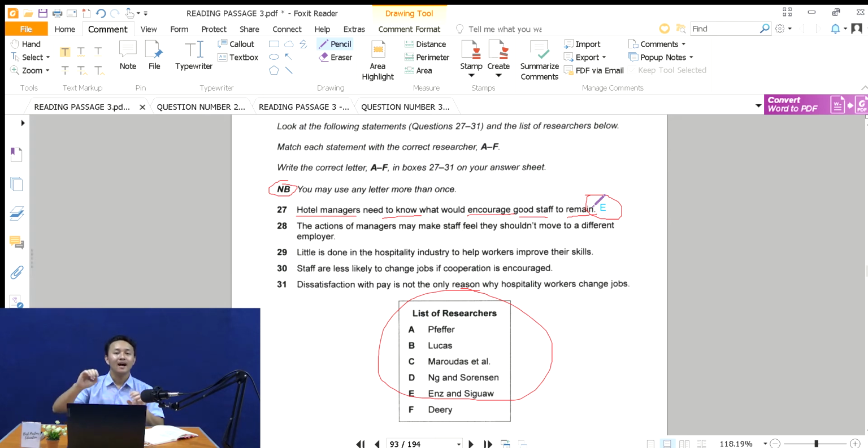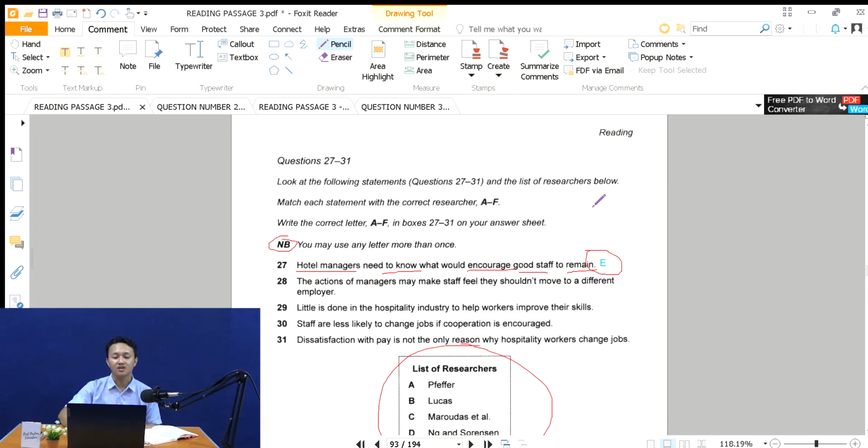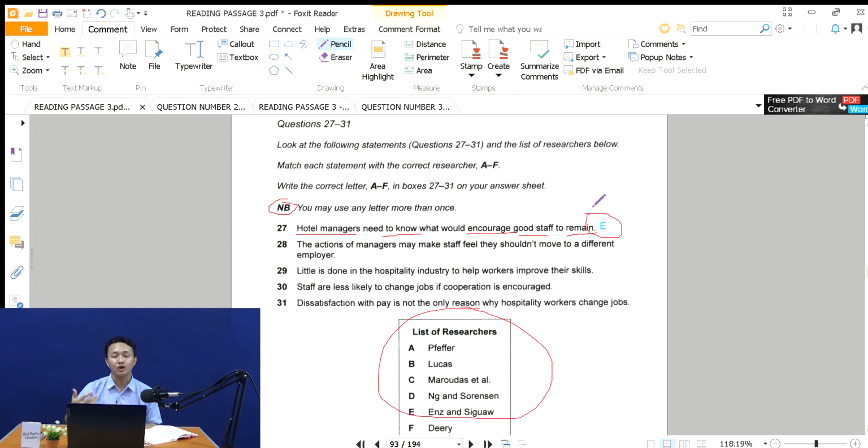Okay, I have explained to you what matching features is, and what you have to do to answer all of the questions dealing with matching features. So remember, there are 5 steps. Number 1, read the instruction, because it will help you to understand what kind of feature you have to match with one another. Step number 2, read the list of the researchers, the list of the options.